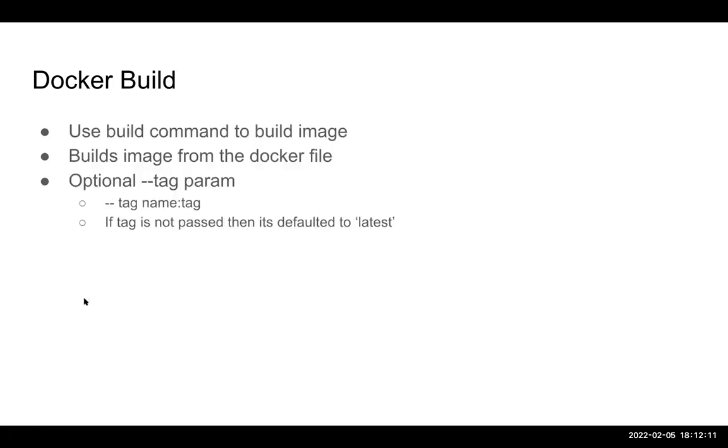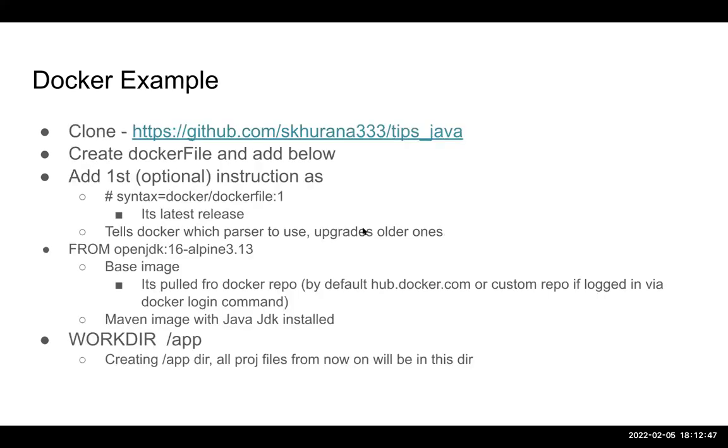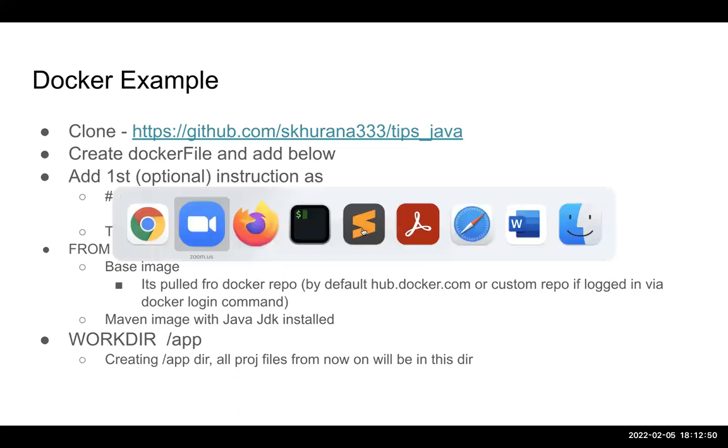We'll see. docker build is the command which we use to build a Docker image, and it will build a Docker image from the Dockerfile. And we optionally use the tag parameter. But why do we need the tag parameter? We want to be able to specify a certain tag, a certain version, for example, to the image we are building. If you don't pass the tag parameter, then it will default to latest. So now let me stop it here. We'll go to the example now, and this is the example I have.